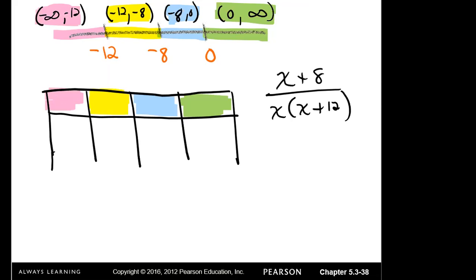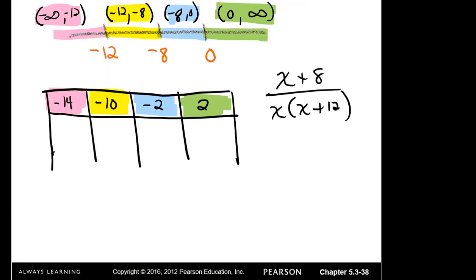Okay. But I still like even numbers. So -infinity to -12. The next smallest even number would be -14. In the yellow, that's where I'd go with -10. Between -8 and 0, I'd probably use -2. And between 0 and infinity, yeah, I'll just use 2.